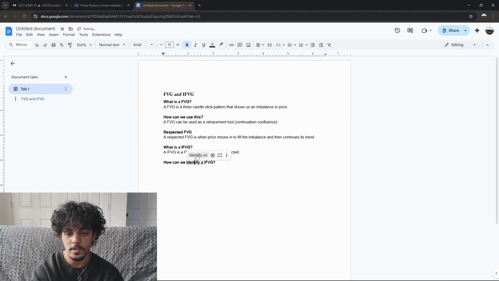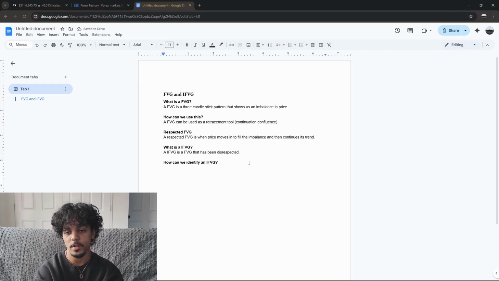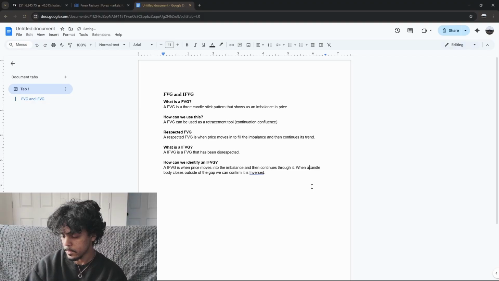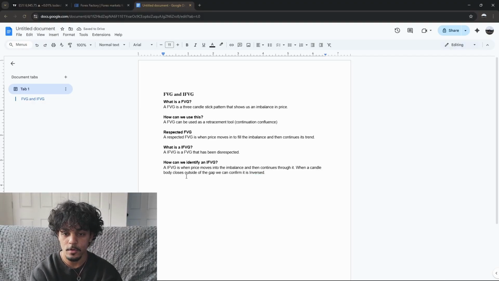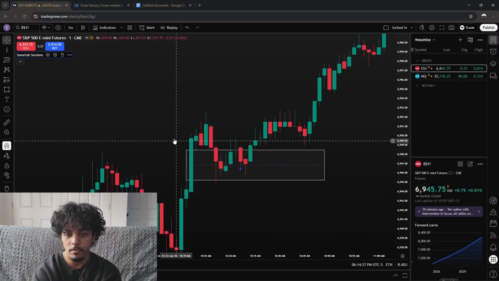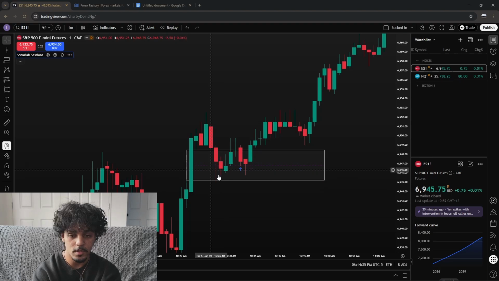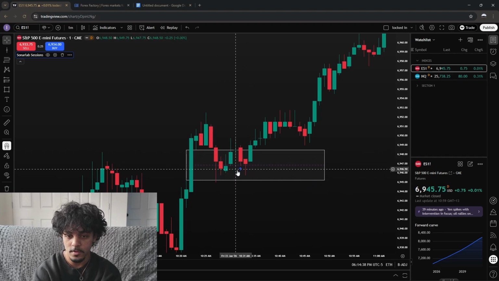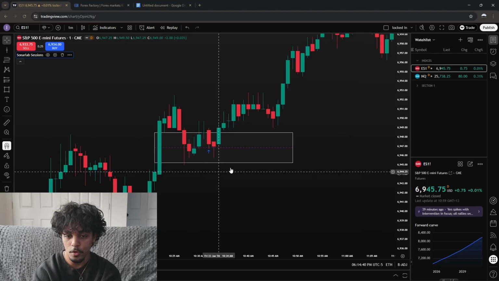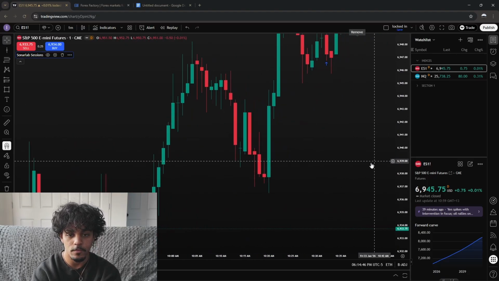Okay, how can we identify an inverse fair value gap? What is an inverse fair value gap and how can we see it on the chart? When a candle body closes outside of the gap, we can confirm that the gap is inversed. Over here, we have a respected fair value gap. Price moves in, and although the wick closes outside of it, the body of the candle does not. So this fair value gap is not disrespected. Now we can look for an inverse fair value gap.